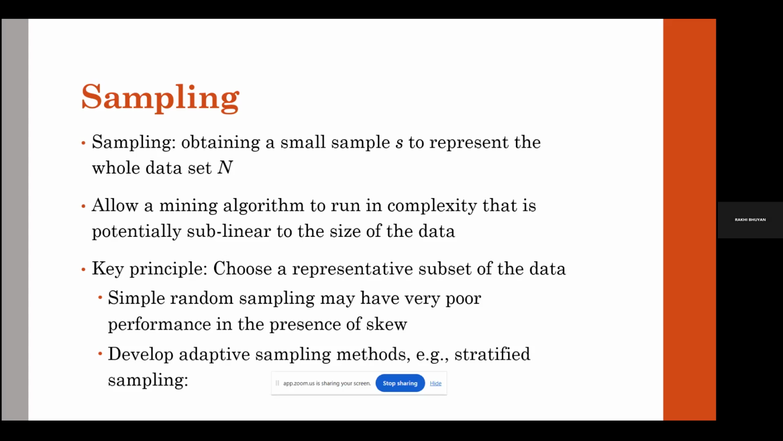Sampling is the process of selecting a small representative portion of a large data set so that we can analyze or model it without using the entire data. Sampling means taking a small sample from a whole data set.